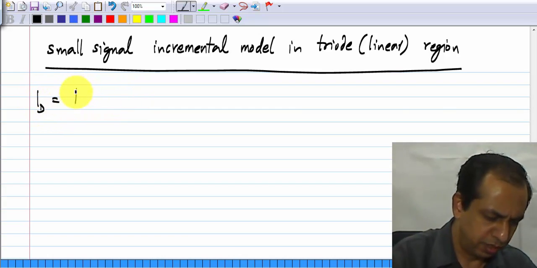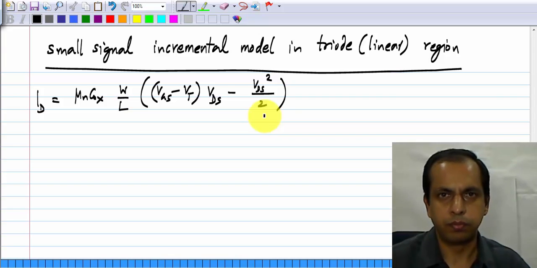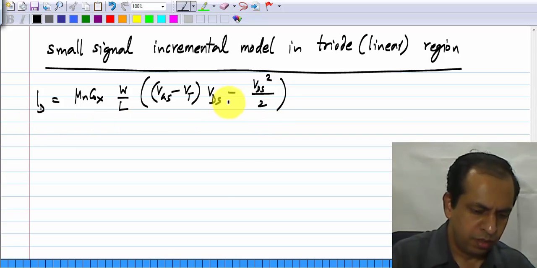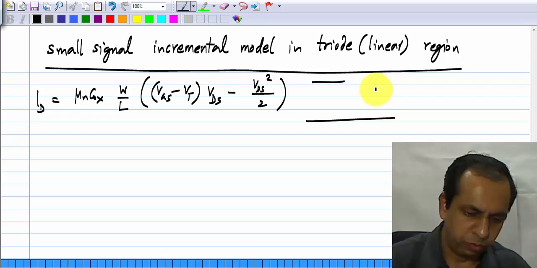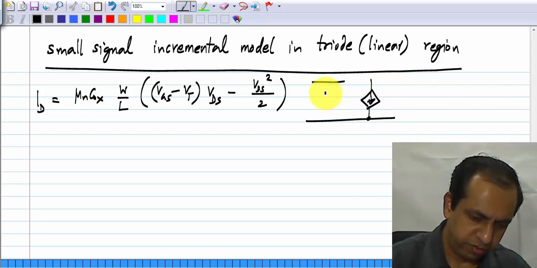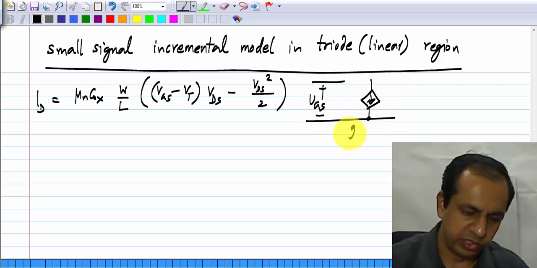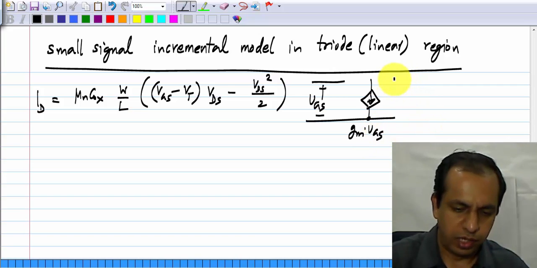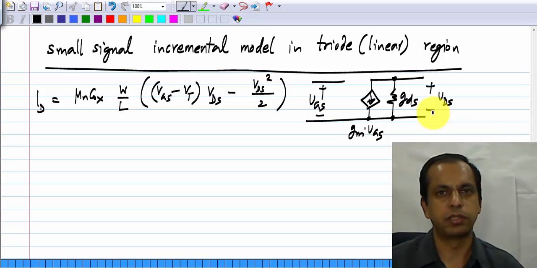The expression for the current is mu n Cox W by L times (VGS minus VT) times VDS minus VDS square by 2. Okay. Now, again we will have the same model with y11 and y12 being 0. We will have y21 V1, which in the terminology of MOSFET is GM times VGS, and y22, which in MOSFET terminology is GDS, and this voltage is VDS.